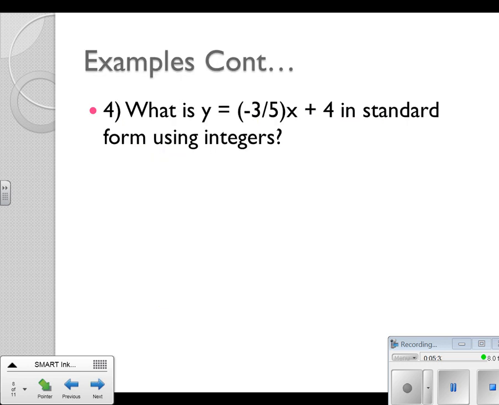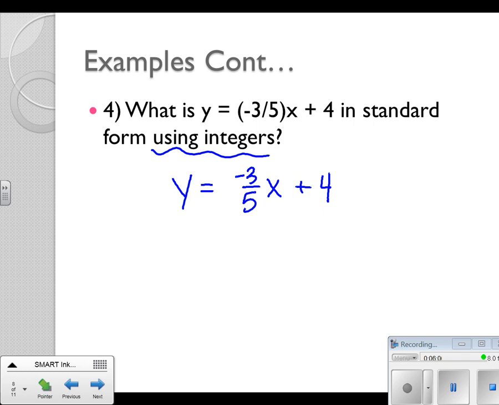What is y equals negative 3/5 x plus 4 in standard form using integers? So we want our a, b, and c to be integers. So right now we can see we've got negative 3/5, which is not an integer, and that's the coefficient of the x. So that's your a. In front of the y right now is a 1, and your c is 4. Now we got to get the a, which is in front of the x there, negative 3/5, over to the left side.